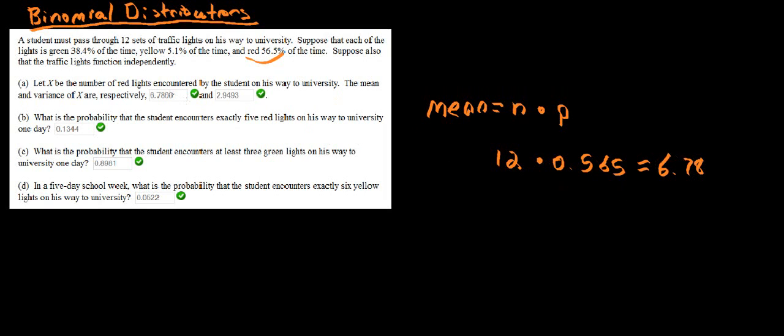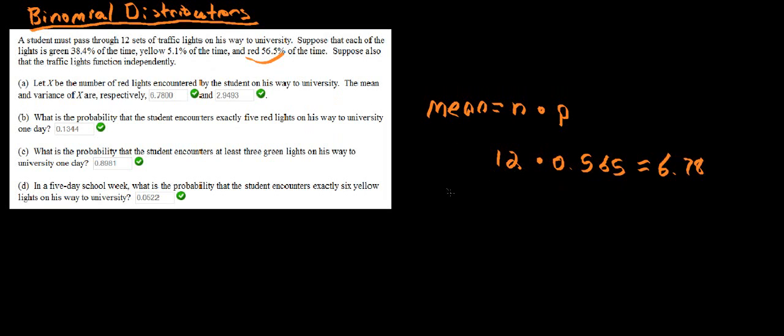Now, to calculate the mean and the variance of x for a binomial distribution, we use a formula. Mean is equal to the sample size multiplied by the proportion. So in this question, our sample size is going to be 12 because the student is passing through 12 sets of lights. So we're going to be having 12 repetitions of a sort of random sample. Now the proportion, because we're dealing with red lights, the probability of getting a red light is 56.5%. So we put 0.565. And now if you actually do the calculation here, you will get 6.78, which is the answer we got over there.